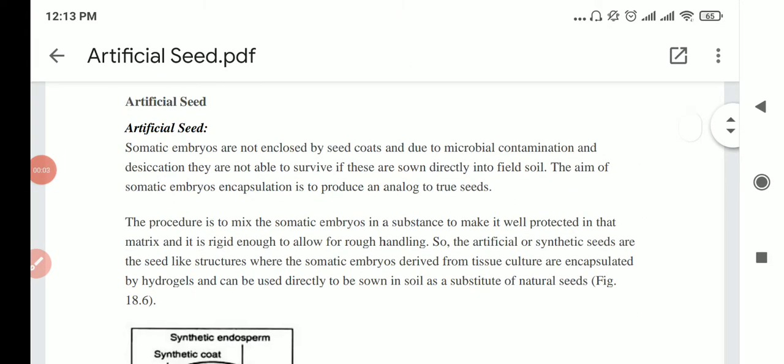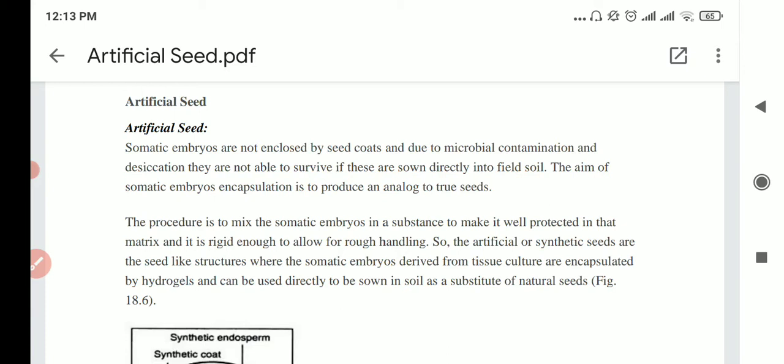Okay, so I have uploaded this note on artificial seed. But before we start this note, do you know what it means when I use the word somatic embryo? If I use the word somatic embryo, I'll just take it that you don't know. Even if you know, let's take it that you don't know. Let me simplify it for you.